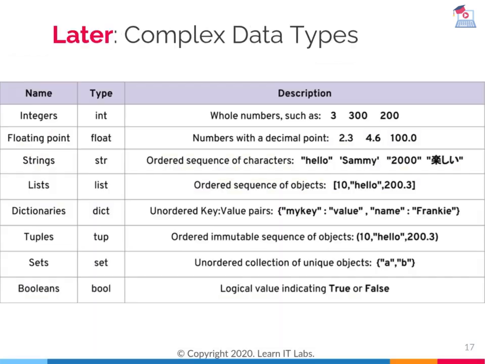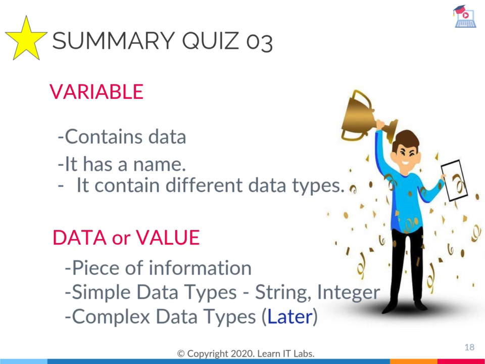Puzzle piece summary. A variable contains data. It has a name. It can contain different data types. Data or value: a piece of information. Simple data types: string and integer. We will cover complex data types later.